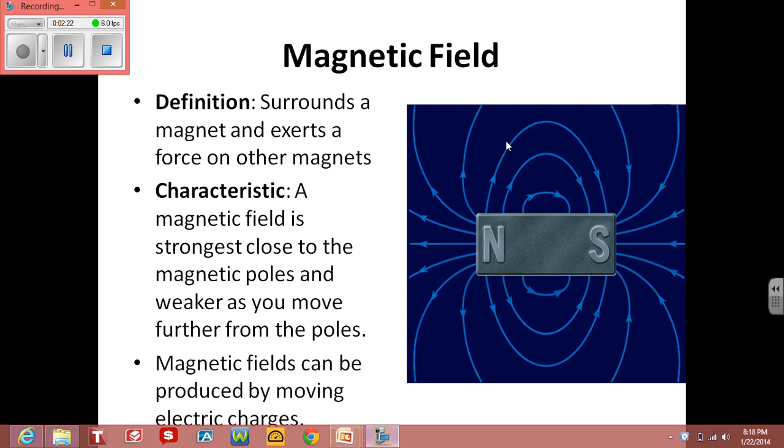Magnetic fields can be produced by moving electric charges. So when we were talking about current in our last lesson on electricity, we talked about the fact that when you're building circuits, you have current that's running through your wires that causes the devices in the circuit to operate and to work. Well, around that wire where that current is actually flowing are magnetic fields. Magnetic fields can be produced around that wire because of those moving electric charges.